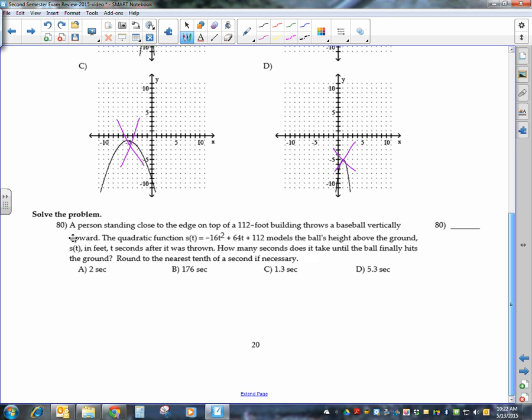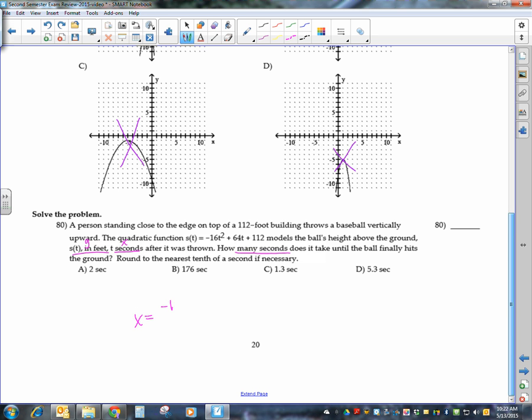Okay, last problem of our review. A person standing close to the edge on top of a 112-foot building throws a baseball vertically upward. The quadratic function models the ball's height above the ground, s of t in feet, t seconds after it was thrown. How many seconds does it take the ball to finally hit the ground? So am I looking for the x-coordinate or the y-coordinate? This is the y-coordinate. That's the x-coordinate. So I just need the x-coordinate.